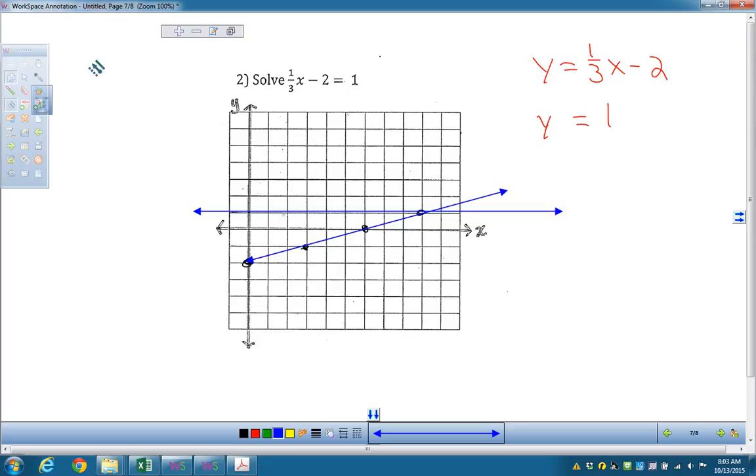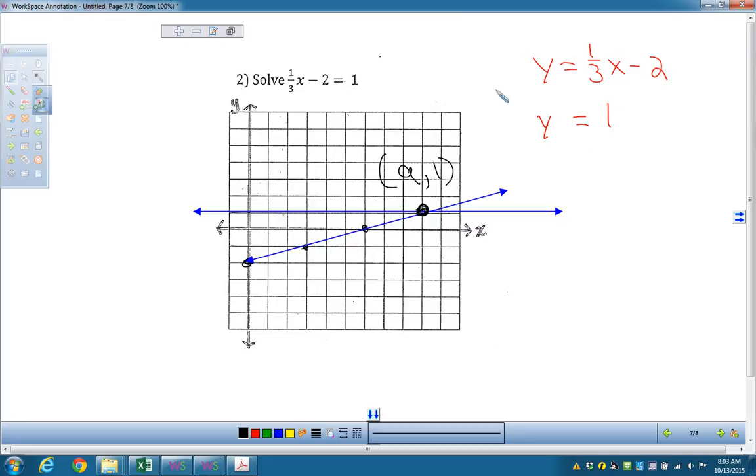What is the x value where those two equations cross? You'd have to count, right? 1, 2, 3, 4, 5, 6, 7, 8, 9. And you go up here, okay? And this is the point (9, 1), right?